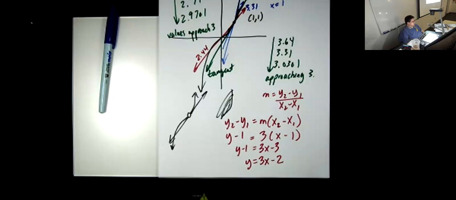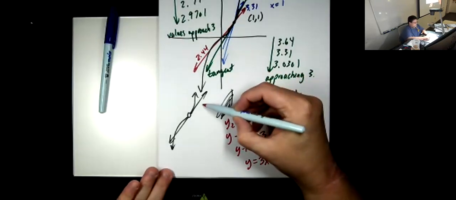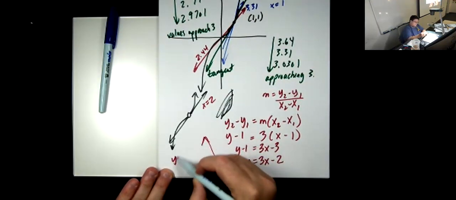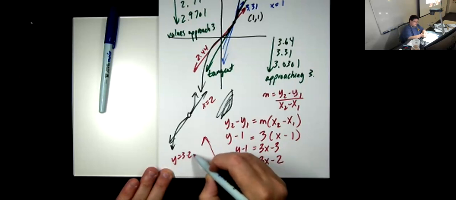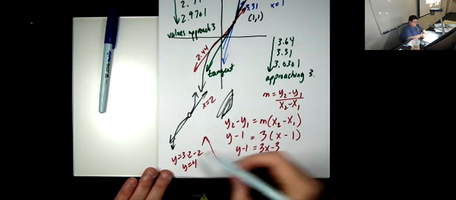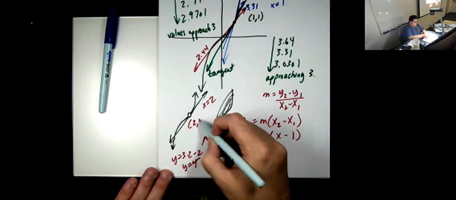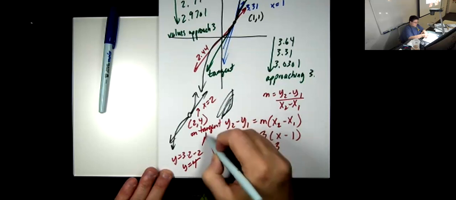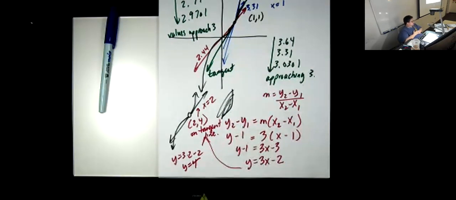So we just found a line that was tangent to y equals x cubed at just a single point without having any other point on the line. I could find another point if I plug in x equals 2. y equals 3 times 2 minus 2, 6 minus 2 is 4. So there's going to be a point (2, 4) on the tangent line. Notice it's not on y equals x cubed. 2 cubed is 8.